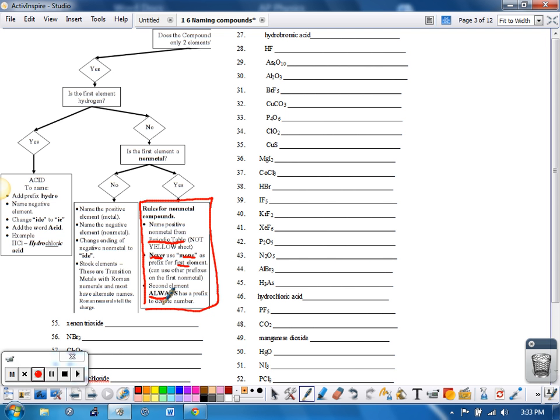So when I look at a compound like CO2, you all know what the name of it is. This is the reason it's what it is. We look at the compound, it has 2 elements. Is the first element hydrogen? No. Is it a metal? No. Is it a non-metal? Yes, so I could write it.